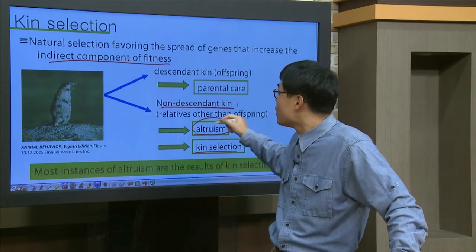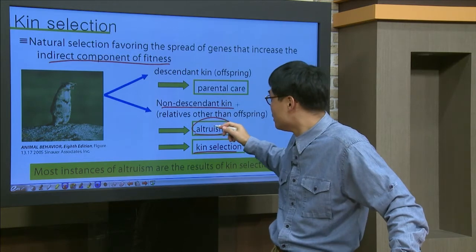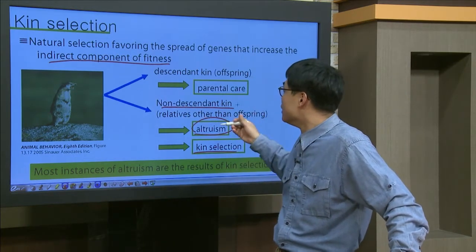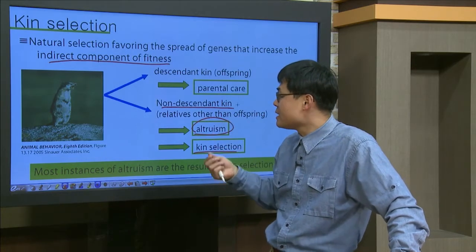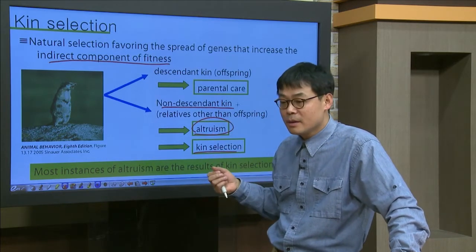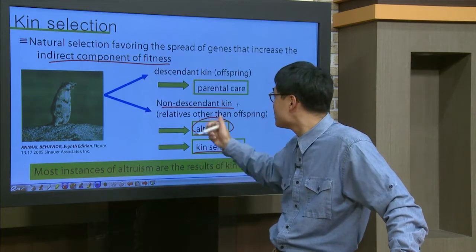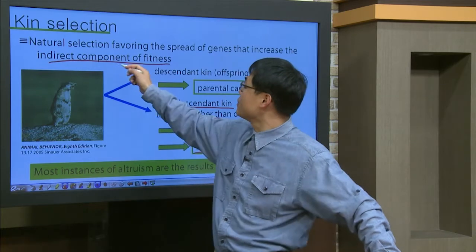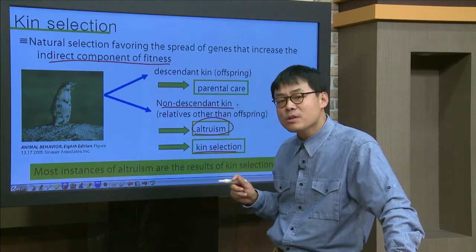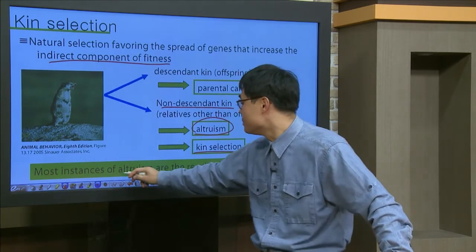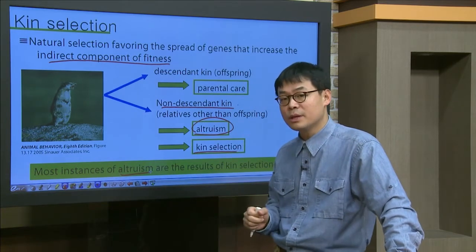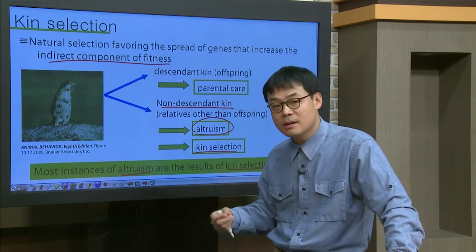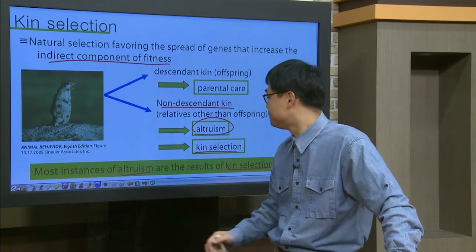So if you help non-descendant kin to survive, that basically has the effect of helping some of your genes, shared with the non-descendant kin, to propagate. So that's the indirect component of fitness. And most instances of altruism in the animal world that we see are the results of kin selection. And it's probably the same in human societies.